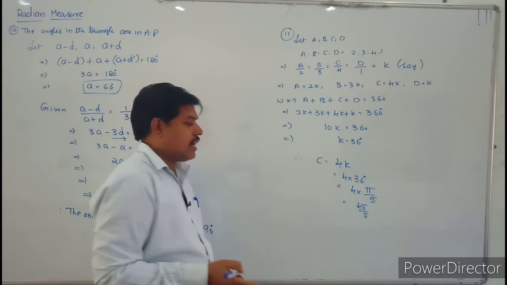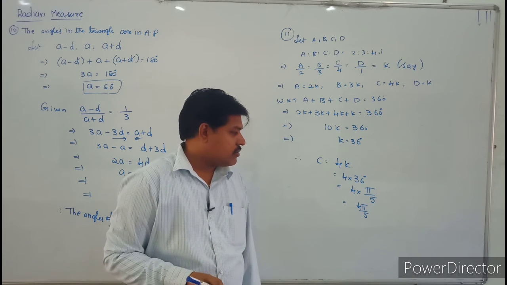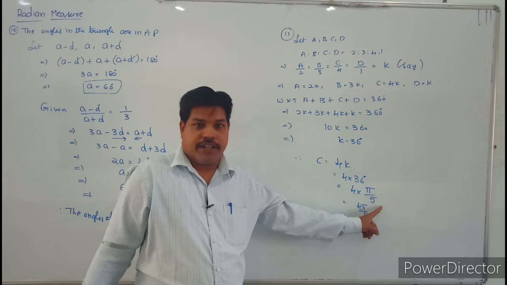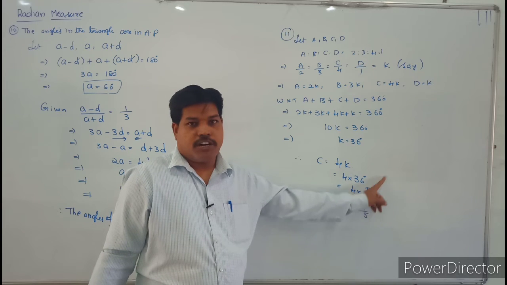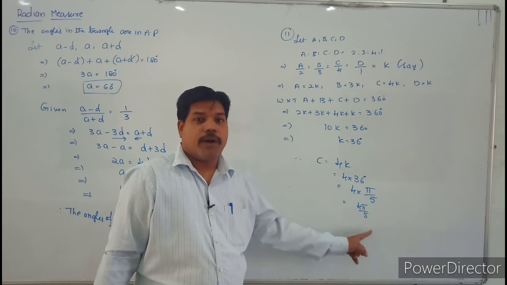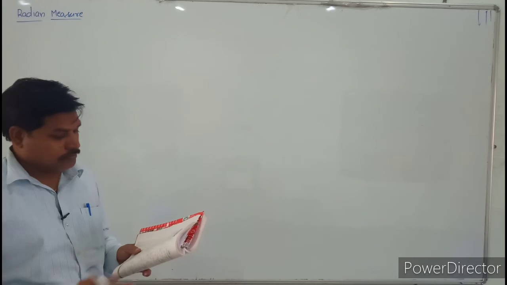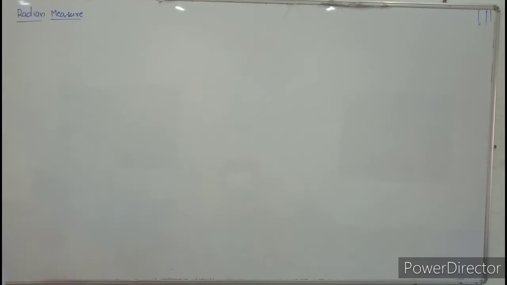In the answer, the options are given in radian measure. So that's why I am converting the degrees to radians. 36 degrees, just multiply with pi by 180, it will become pi by 5. So the final answer is 4 pi by 5. So see that question, students. See the question number 12.